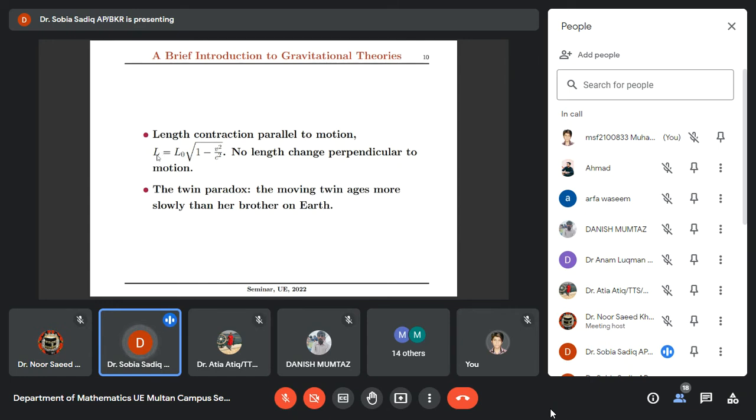The third one is the twin paradox. The twin paradox says that if one of the twin brothers goes into space and the other stays on earth, then because time dilates, when the brother comes back from space he is still young, but the brother who stayed on earth ages and becomes older. And this happens due to time dilation.